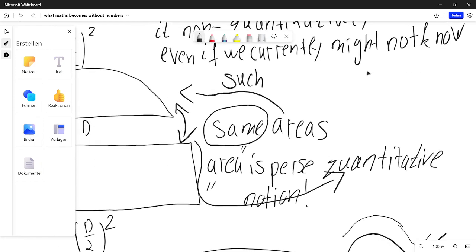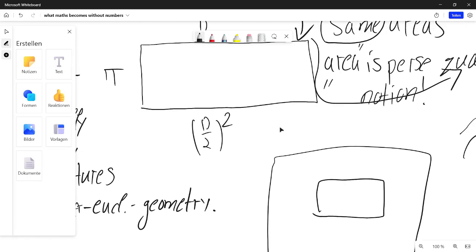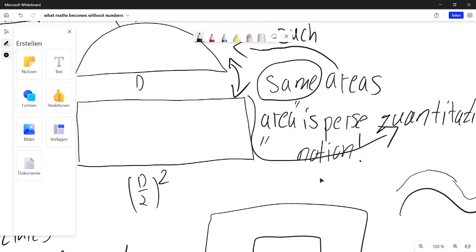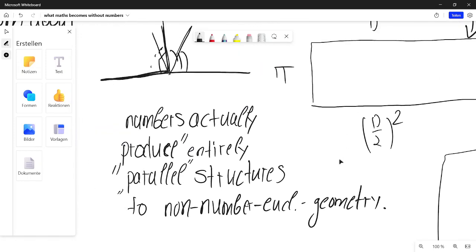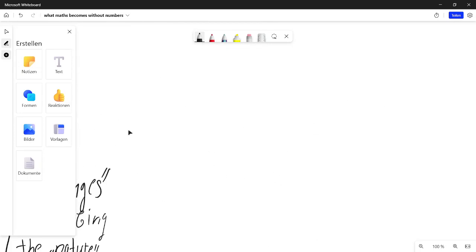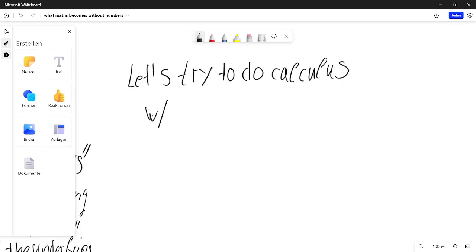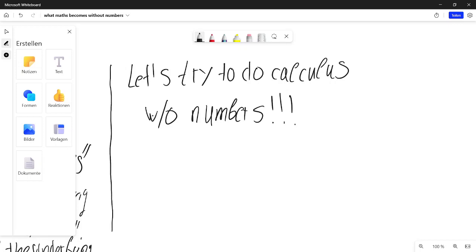Right, but every result that doesn't involve quantitative objects can be done in geometry. Okay, well, that is really interesting. And of course, there's no pretense of rigor here. It's more like, as I said, a motivational video for myself actually. Right, okay. But let's do something interesting. Let's try to do calculus without numbers. What does that even mean? And let's try to find out.